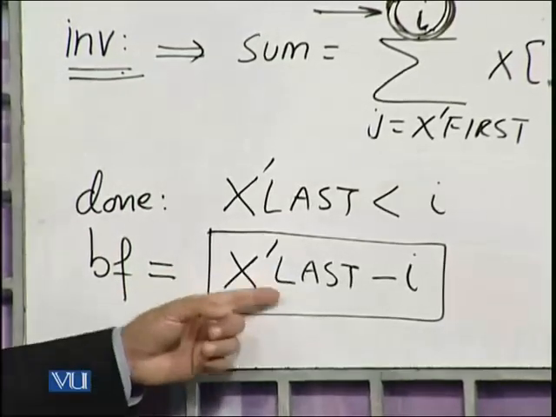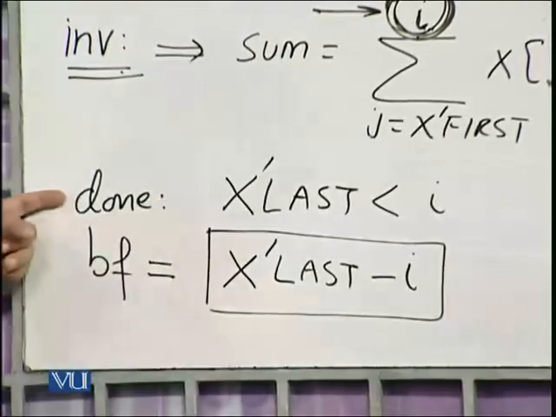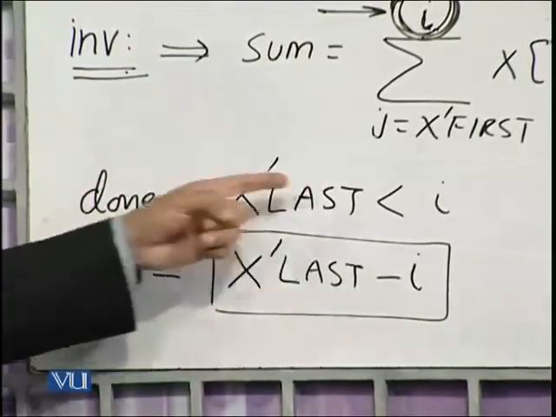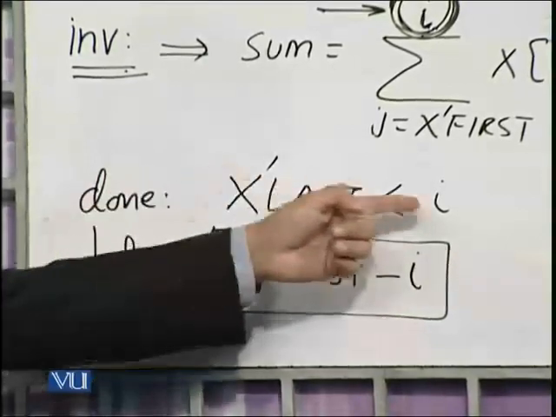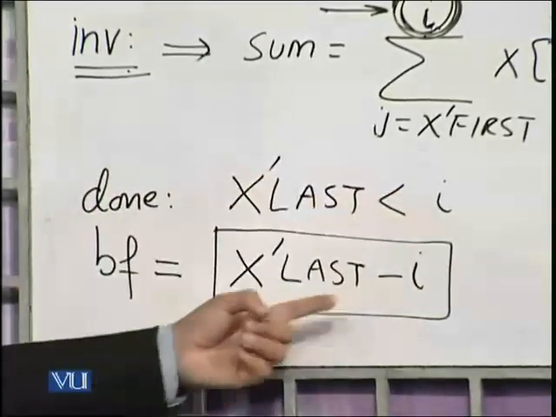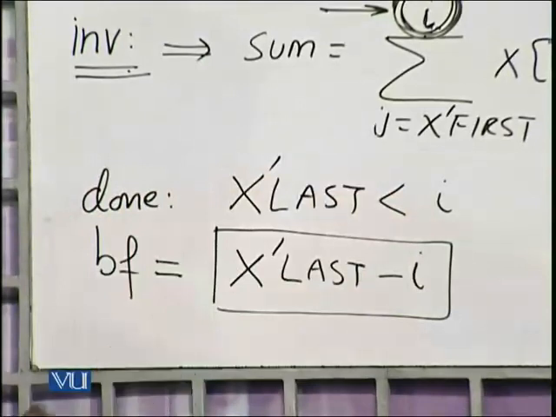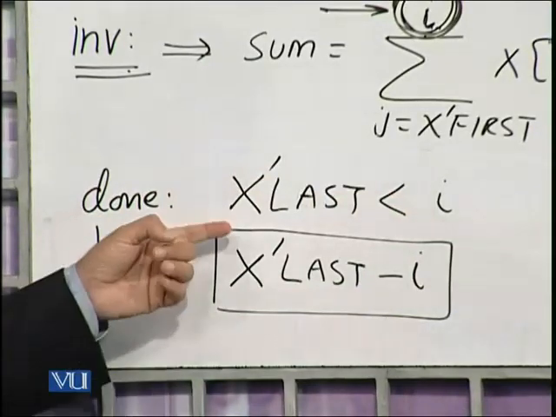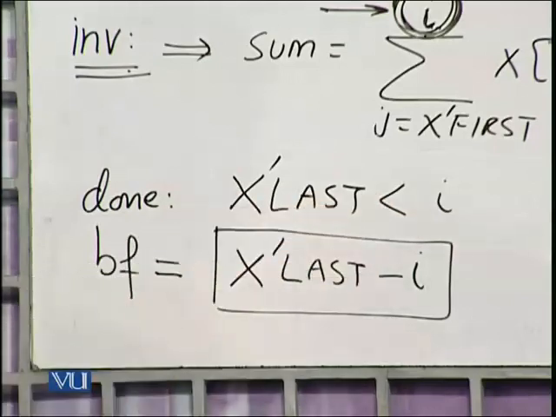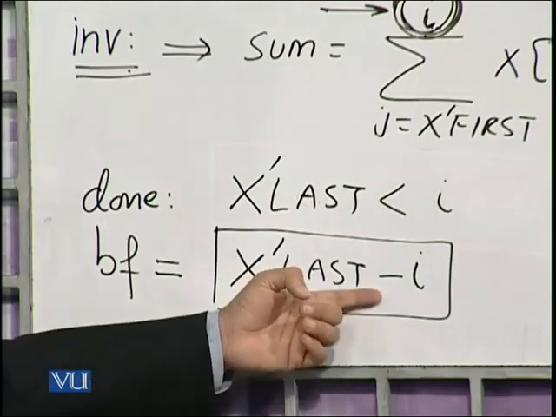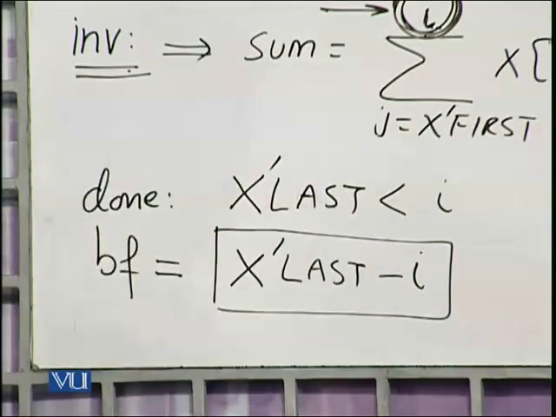So once again, see the relationship between the done and the bound function. It is using the same set of variables, although this is a Boolean statement and this is an integer statement. In this particular case, the answer is true or false. In this particular case, the answer is an integer, a number. So as long as it is greater than 0, we are still in business.